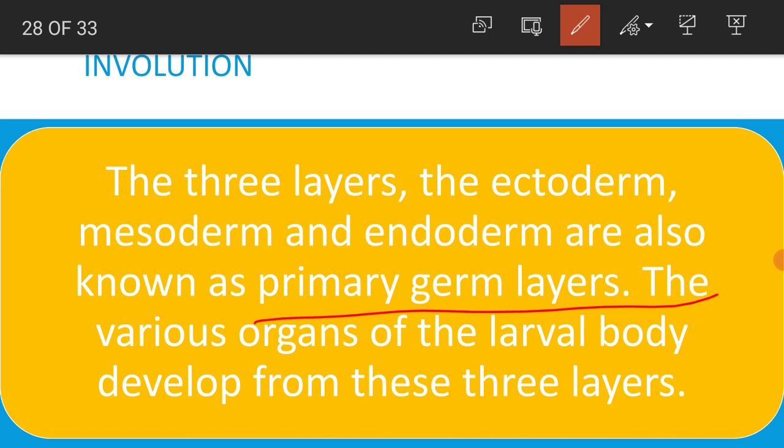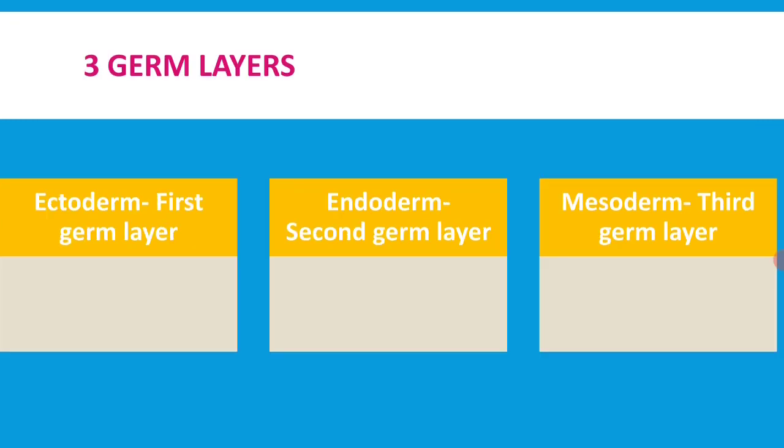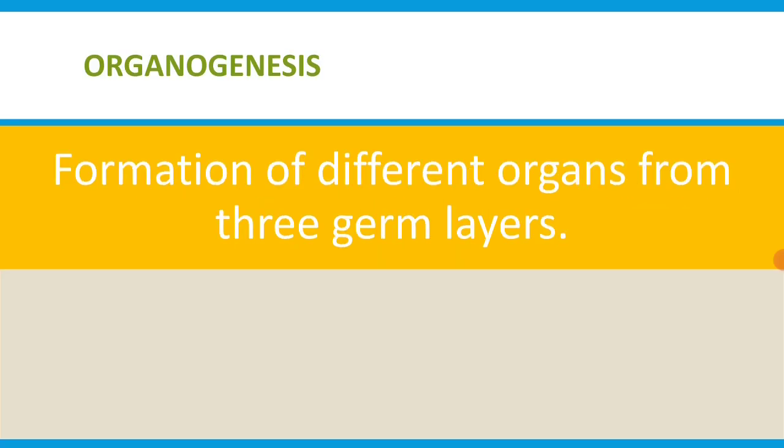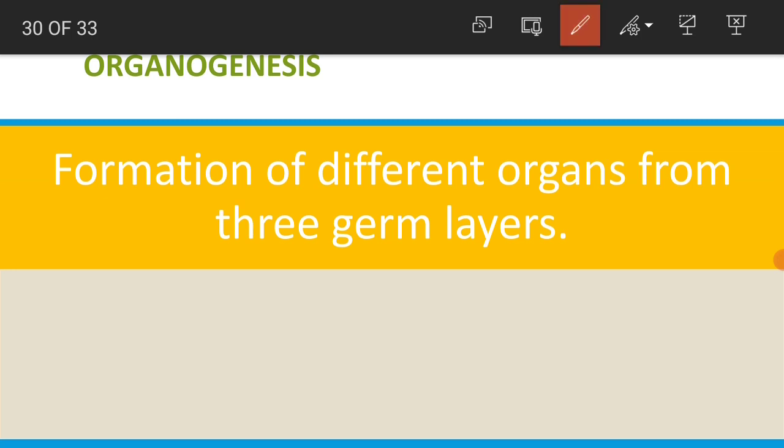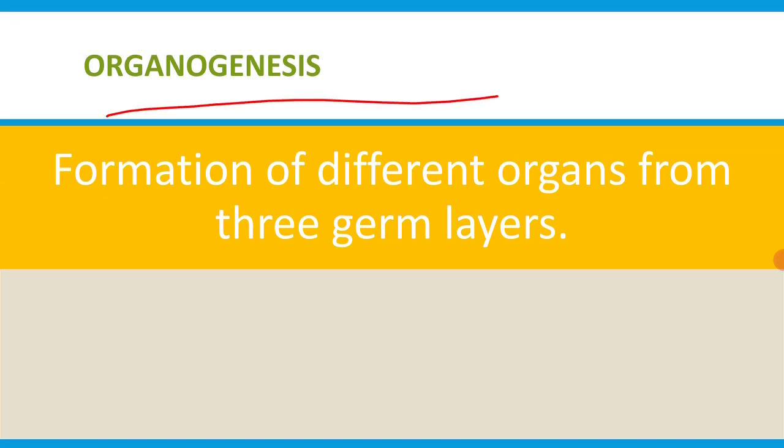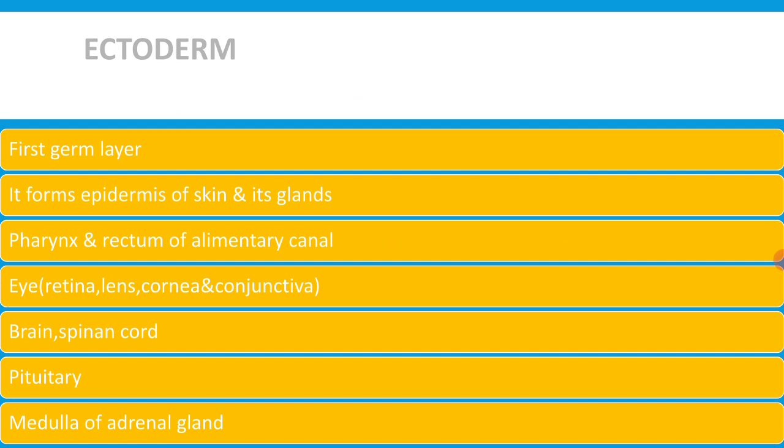The various organs of the larval body develop from these three layers. What are the three germinal layers? Ectoderm, the first germ layer, endoderm, the second germ layer, mesoderm, the third germ layer. And formation of different organs from these three germinal layers is called organogenesis. Let us see what are the different structures, organs, systems that arise from the ectoderm.